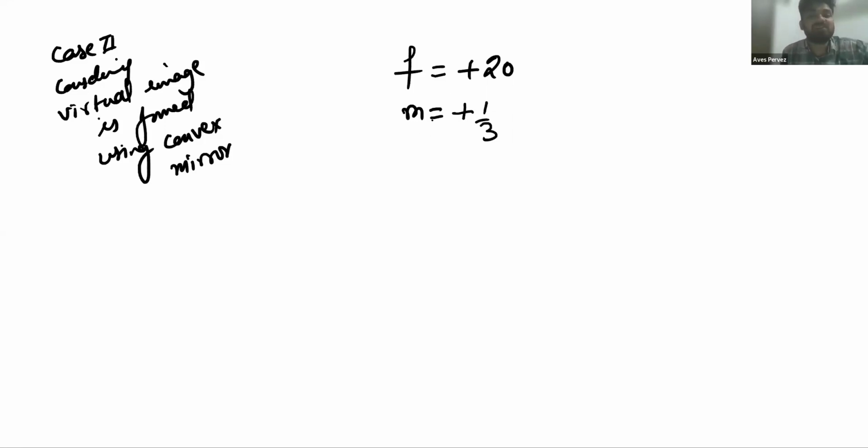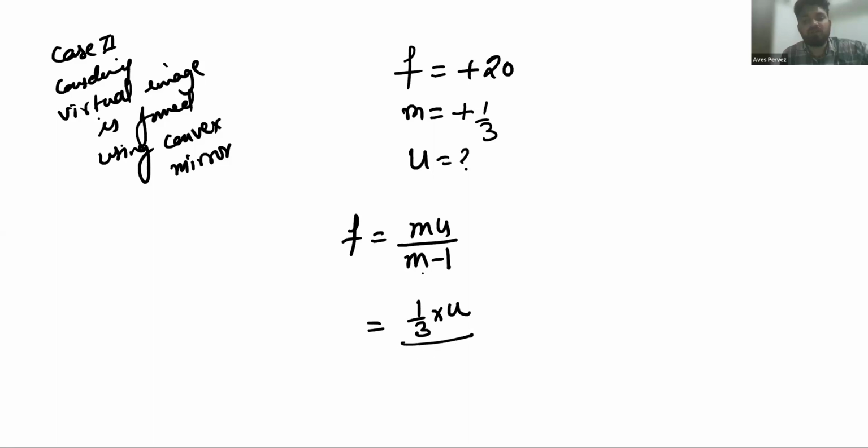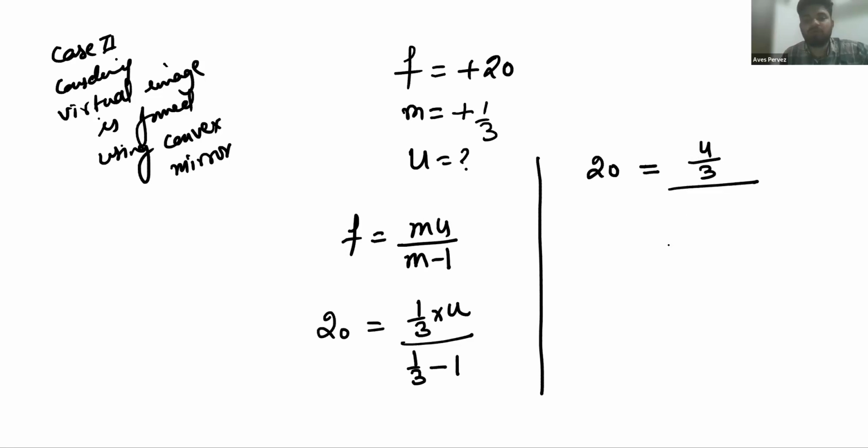Now what we need to do here is, we need to again calculate the value of u. Now again put the same formula because it is mirror, and mirror has the same formula, that is f is equals to mu upon m minus 1. Now this time you have to put the positive value: u upon this again, this is 1/3 minus 1. And this time focal length is also taken as positive 20. Then you have to put this 20. And this will be taken as u by 3 upon this. Again, you take the LCM 3 and here you also get 3. So you get 1 minus 3 here.